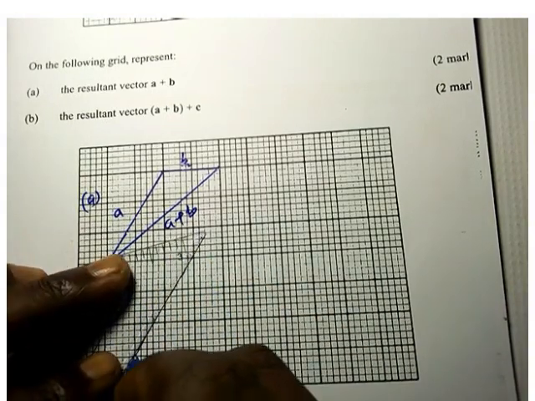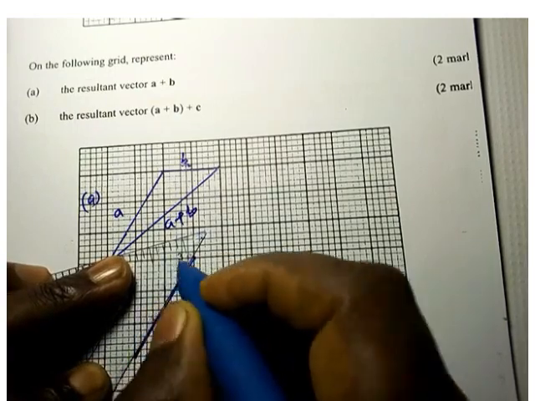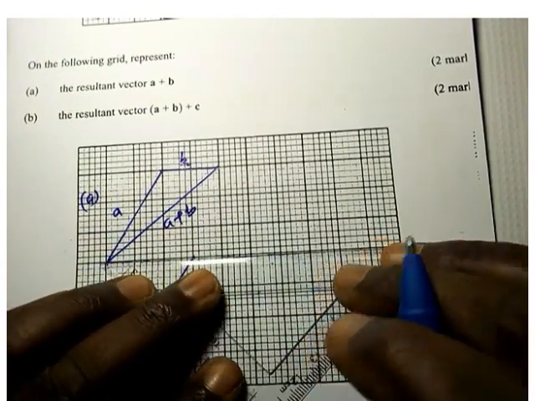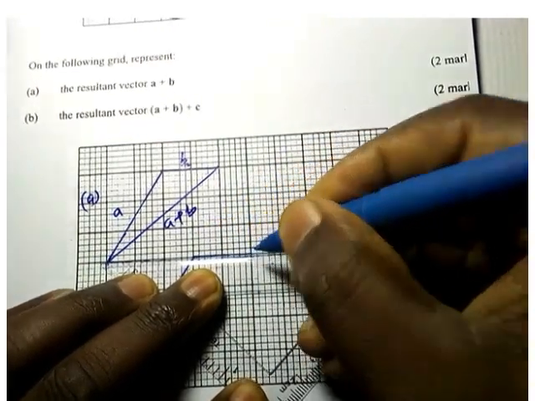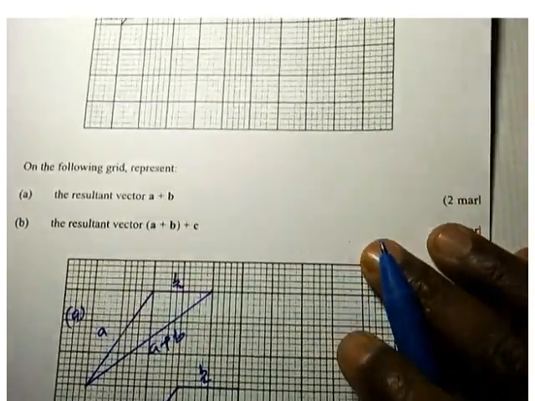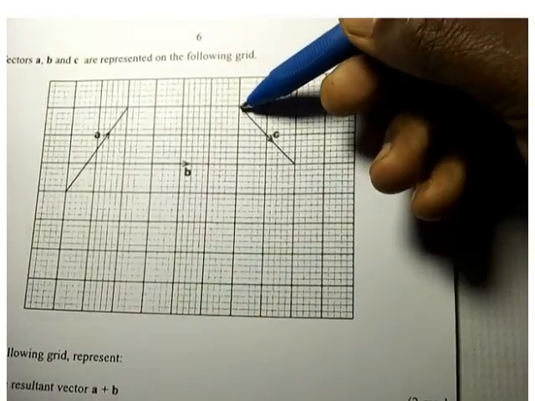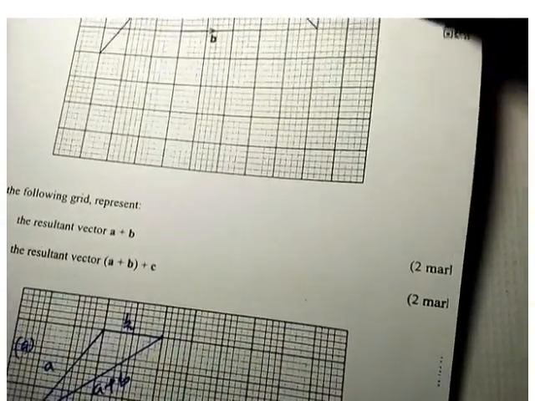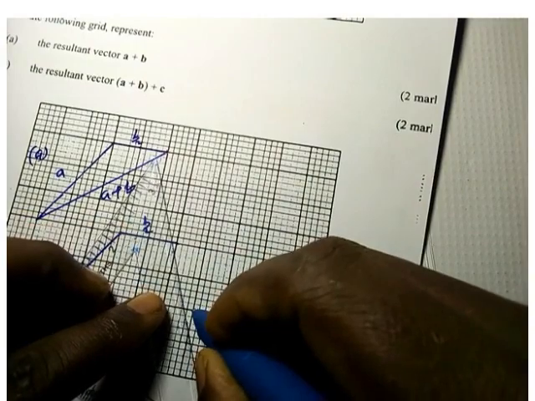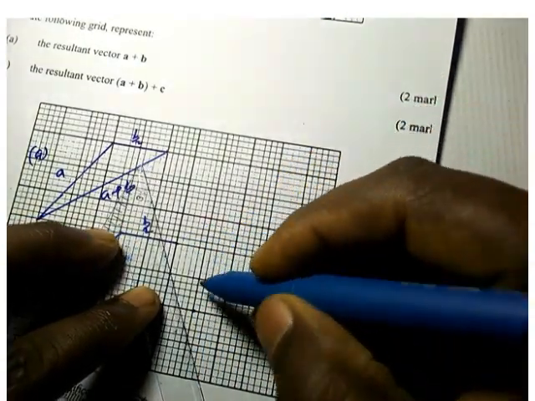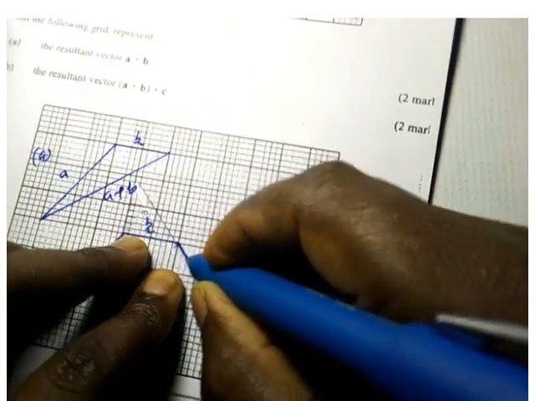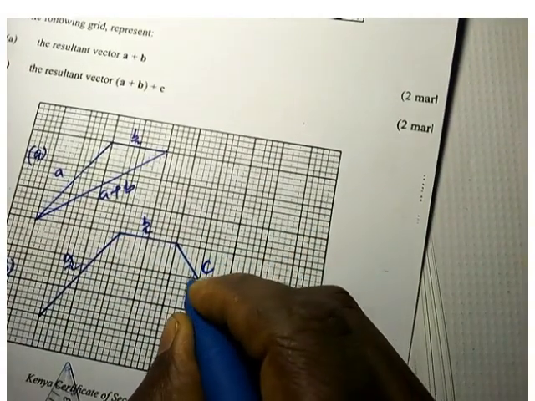From here, this is A. This is B, 2 units, B. And then C, so you can see here, it is 2 units, 1, 2, this way. So we will draw that. From here up to here, 2 units. But 4 of them, so this way, up to here. So this is C, vector C.